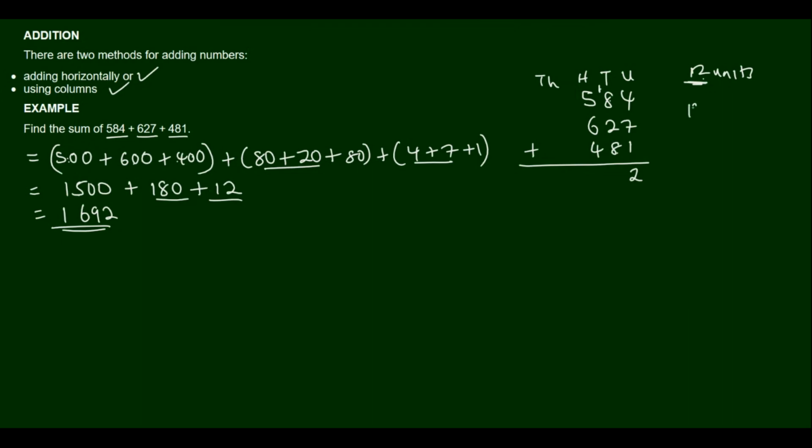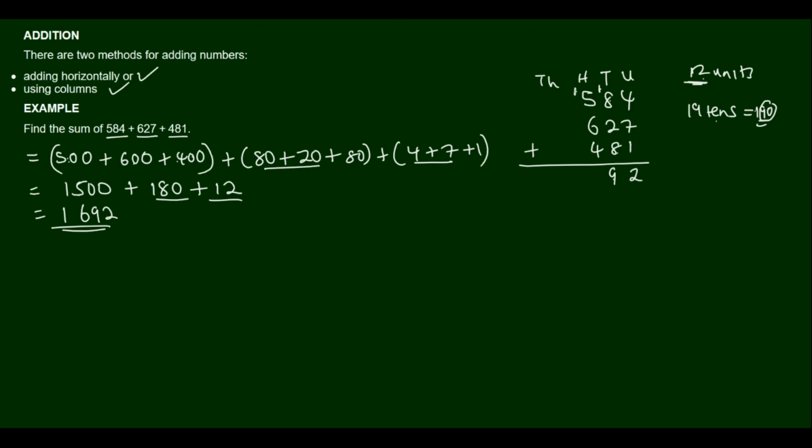19 what? 19 tens. So 19 tens means that we have 9 tens and 100. Because 19 tens is 190, isn't it? So we have 9 tens and 100. So you write the 9 under the tens and then carry the 100 to the hundreds.